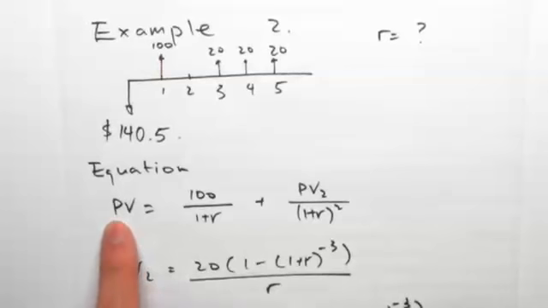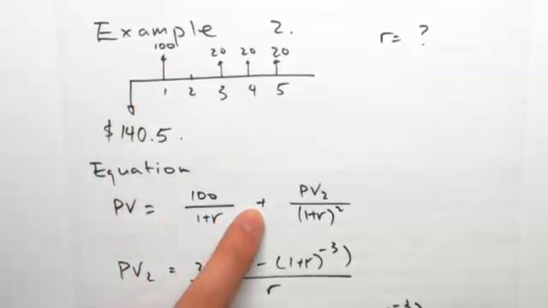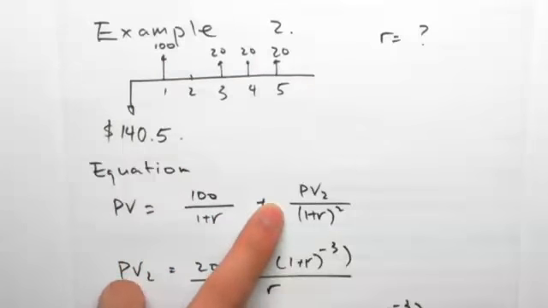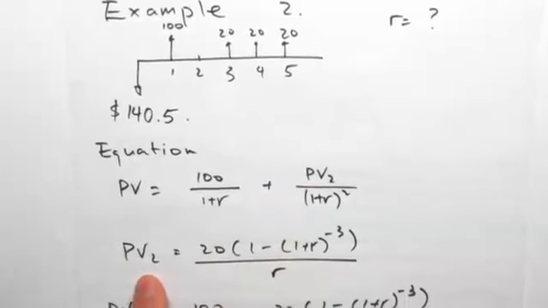Here is how I've written it. The present value of this can be written as 100 divided by 1 plus r, plus PV2, which is the present value of the annuity at time 2, divided by 1 plus r squared. And the present value at time 2 is just simply the annuity formula. So I just rewrite this as A, which is 20, times 1 minus 1 plus r to the minus n, which is 3, divided by r.